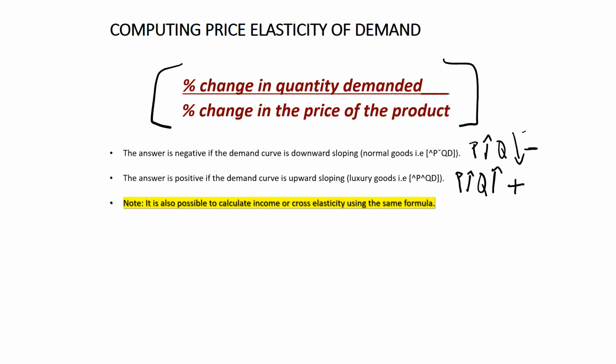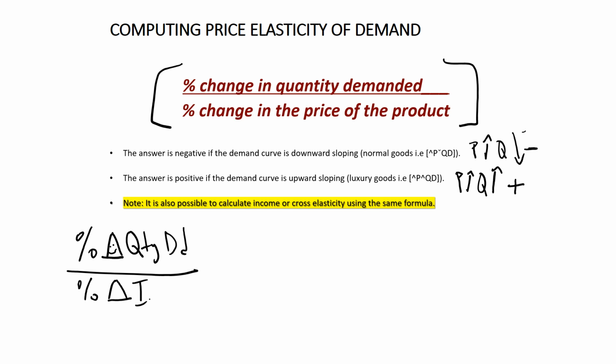Okay, so we said it's also possible to calculate income elasticity using the same formula. We said for income, what you would have is percentage change. This symbol here means change: percentage change in quantity demanded divided by the percentage change in income. And that would give us our income elasticity.